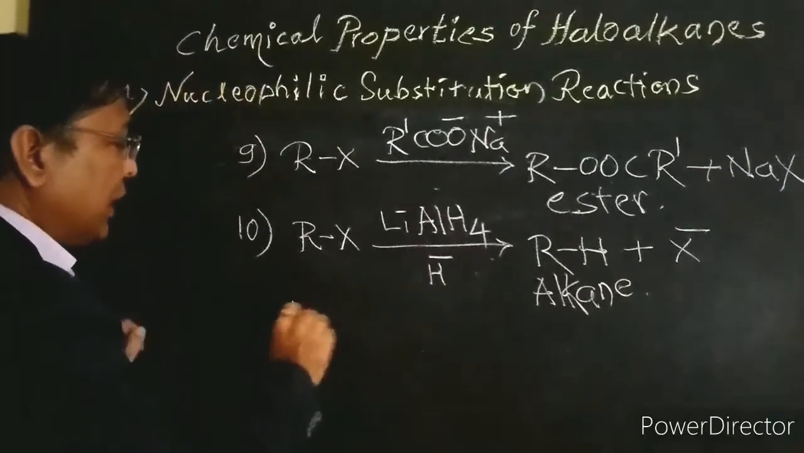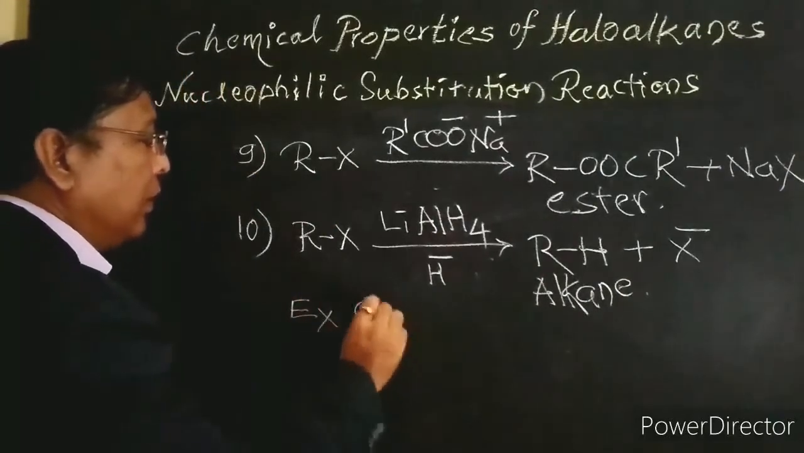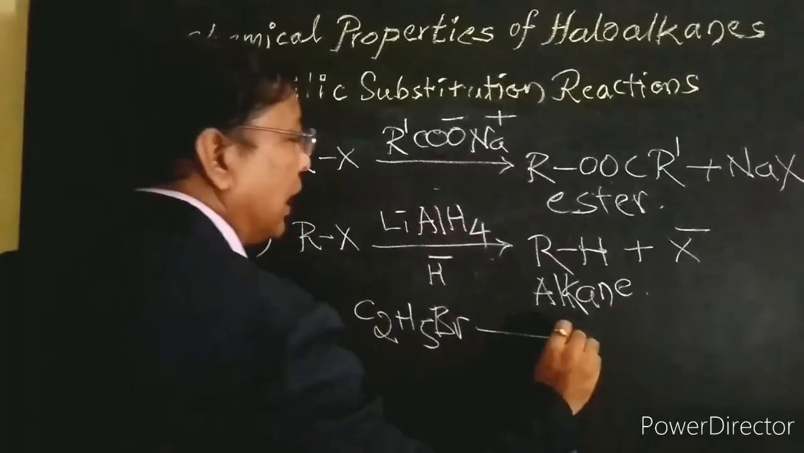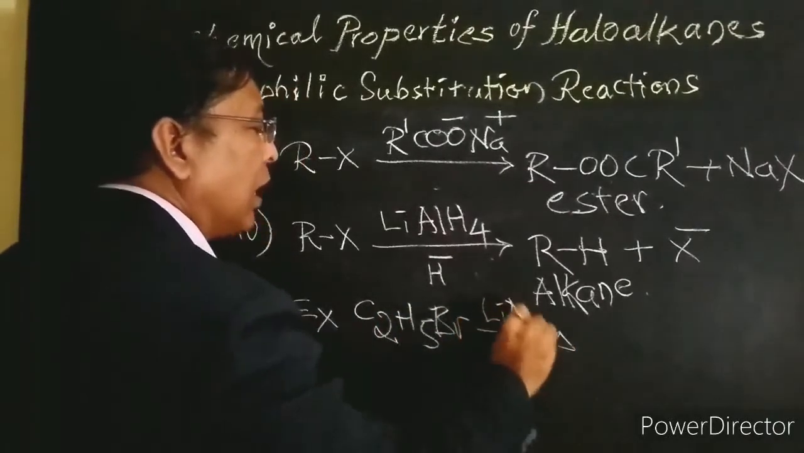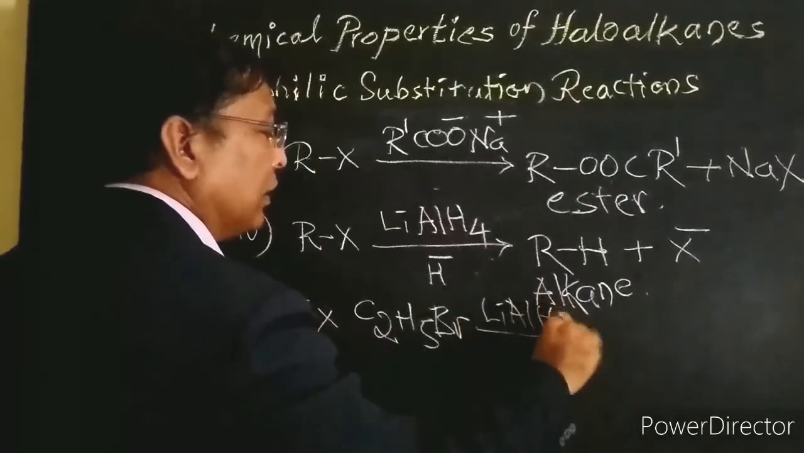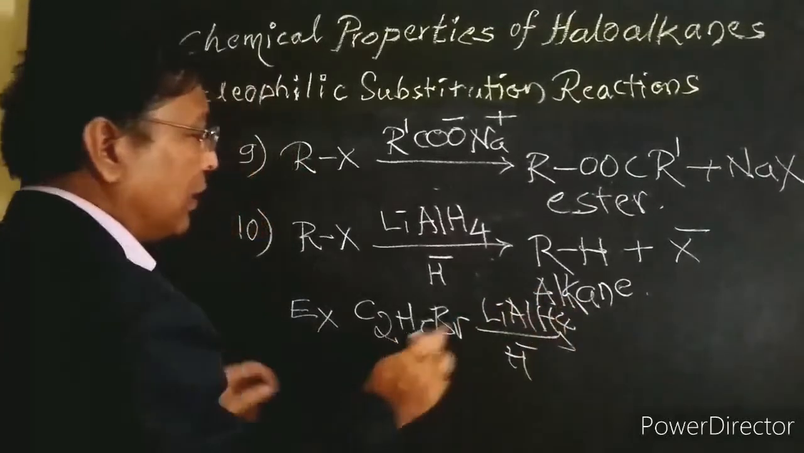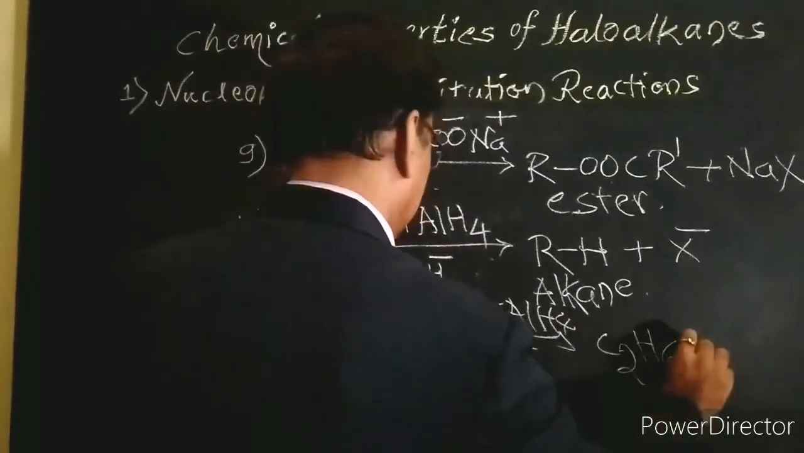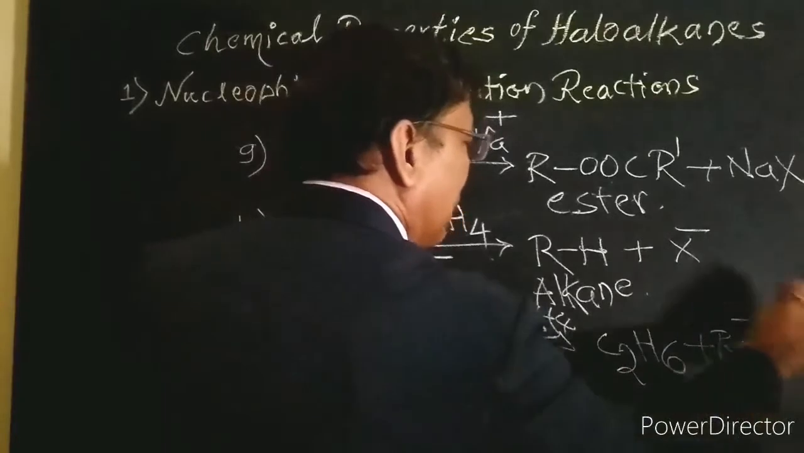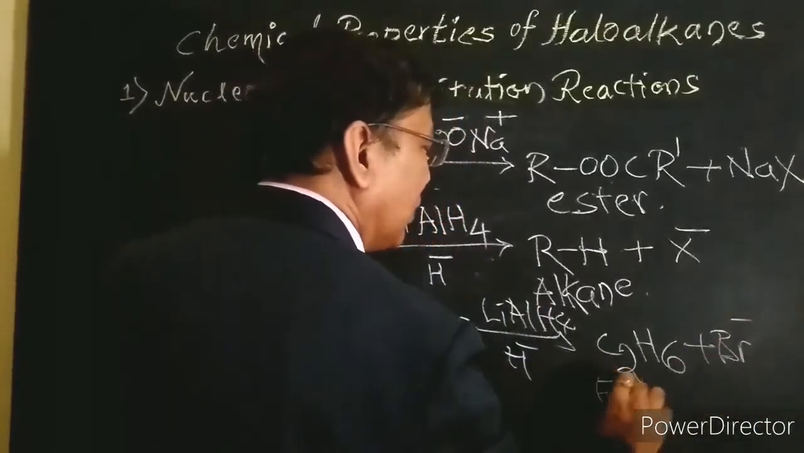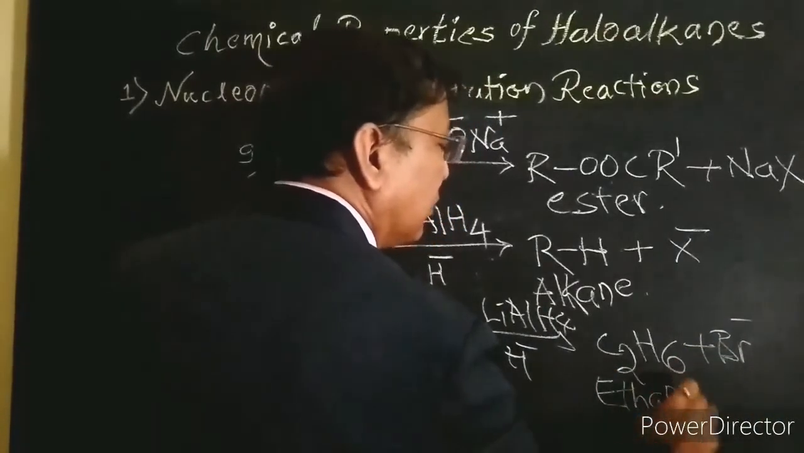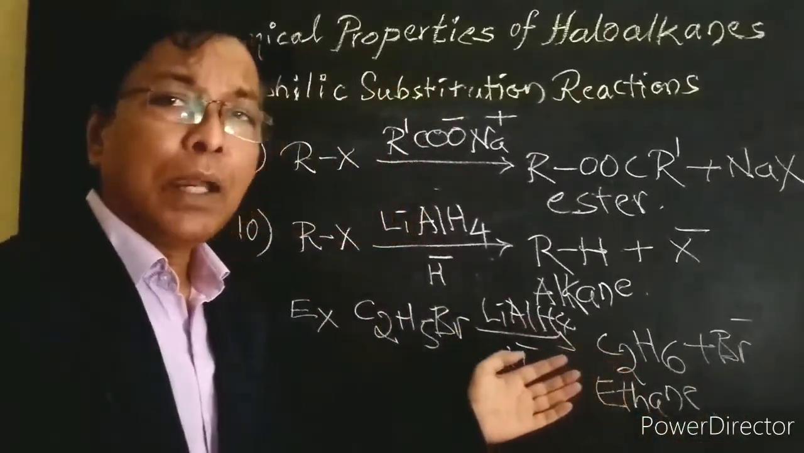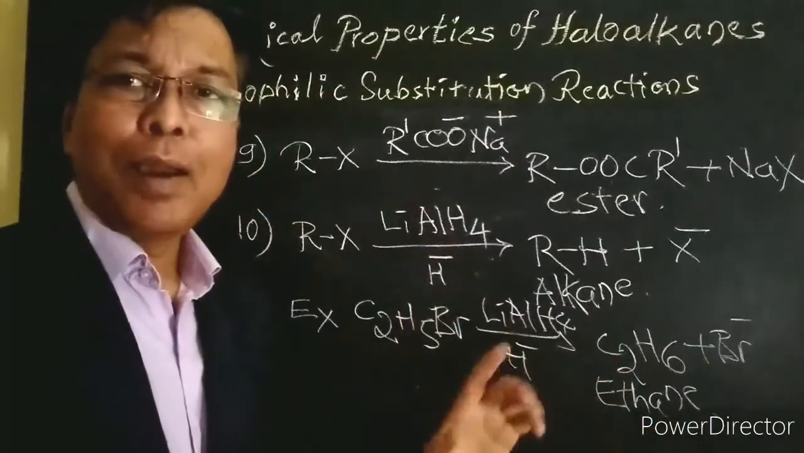If we take an example, if we take ethyl bromide and if we use lithium aluminium hydride, the nucleophile H minus will form C2H6 plus Br minus. This is nothing but alkane. What is the name of this alkane? Ethane. So in this way, alkyl halides can be converted into alkanes by using lithium aluminium hydride.